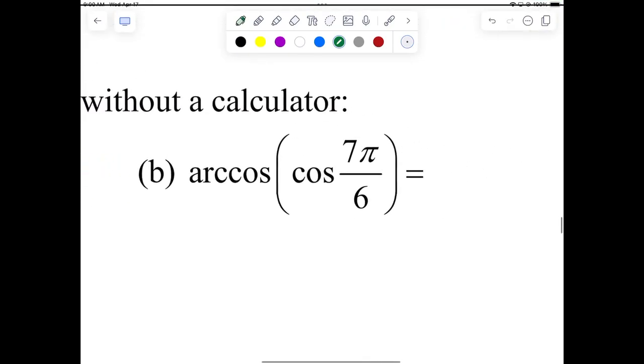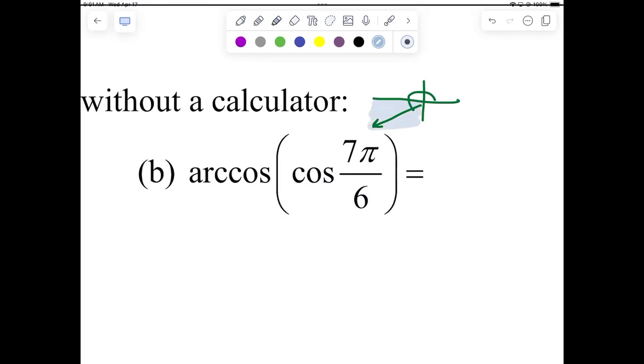All right. Letter B. Arc cosine of 7 pi 6. Is it just 7 pi 6? No, because where does 7 pi 6 live? Quadrant 3. Now, here's how we do it. This is a unit circle angle, so we can actually work it out from the inside out, but we don't even need to. We know the reference angle is going to be the same.